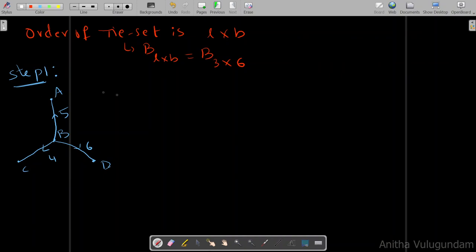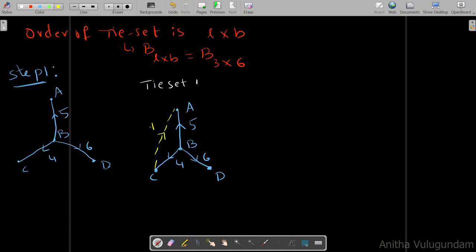Let us draw tie sets for this. Tie set 1. So tie set 1, let me redraw the tree. A, B, C, D, 5, 4, 6. Tie set is nothing but it is a fundamental loop or F loop which consists of only one link and one or more twigs. So we can form this as one tie set. And you can see here the link current is 1.